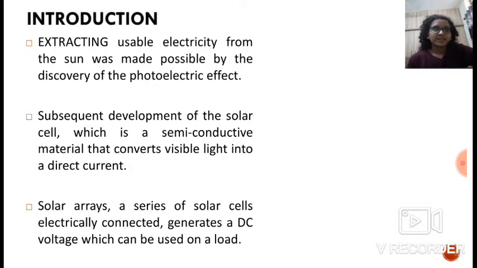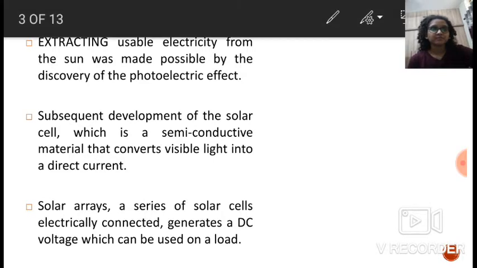Extracting usable electricity from the sun was made possible by the discovery of the photoelectric effect. Subsequent development of the solar cell, which is a semiconductor material that converts visible light into direct current. Solar arrays, a series of solar cells electrically connected, generate a DC voltage which can be used on a load.